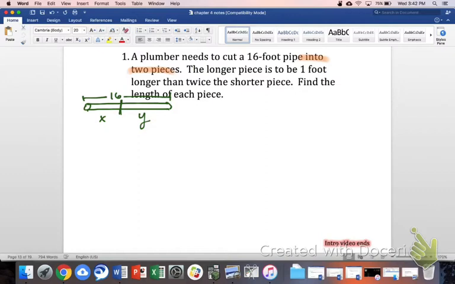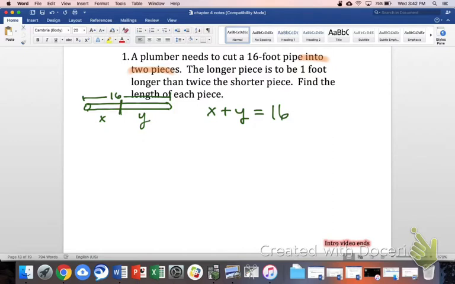So let's try to write an equation from this. We have a long pipe, 16 feet long, being cut into two shorter pieces. So the thought is that if we took the short piece plus the other short piece, we should get the full length of the whole pipe. So X plus Y equals 16 should be our first equation.